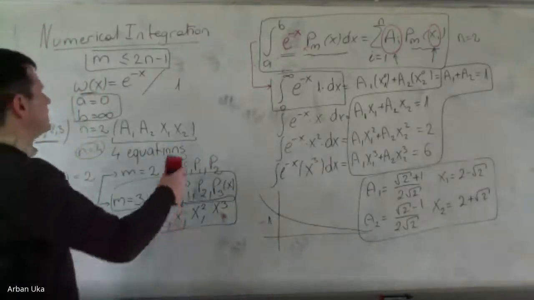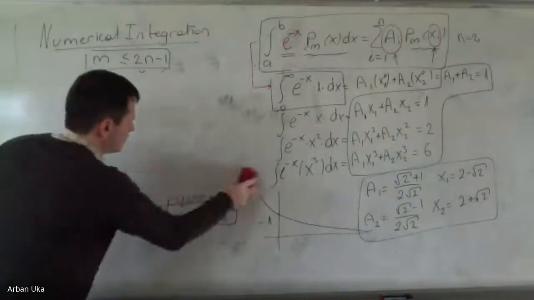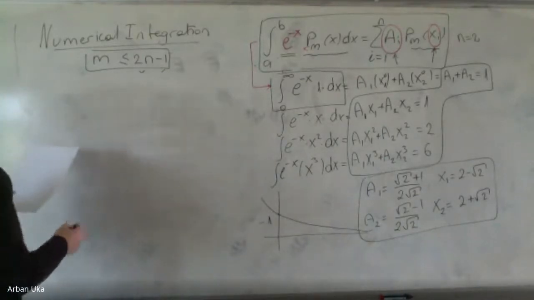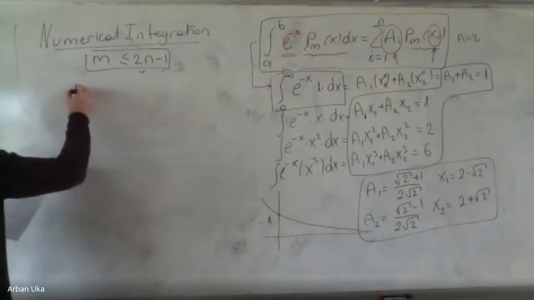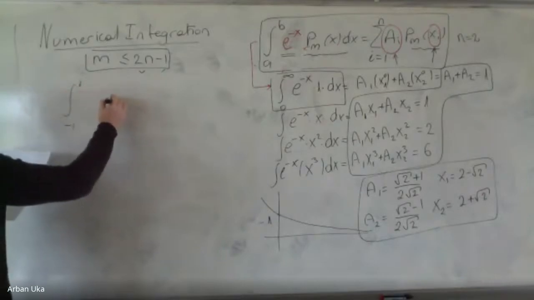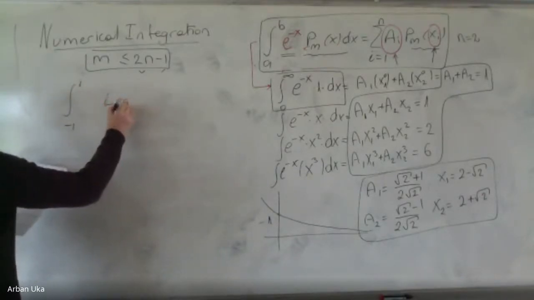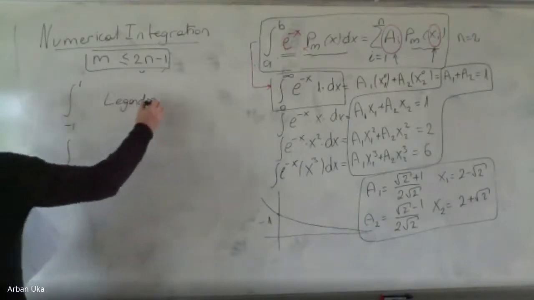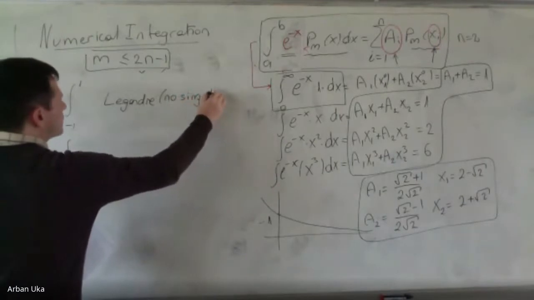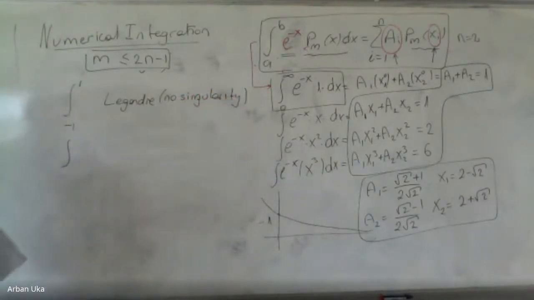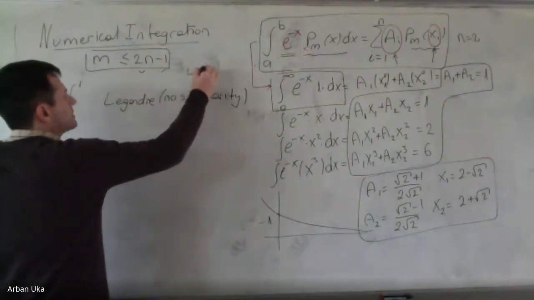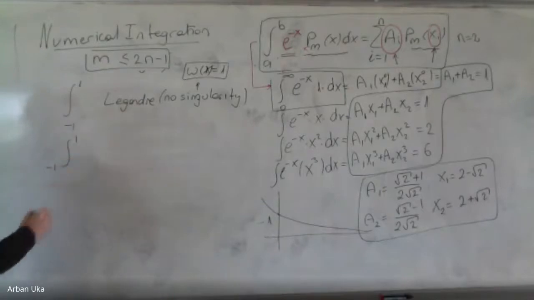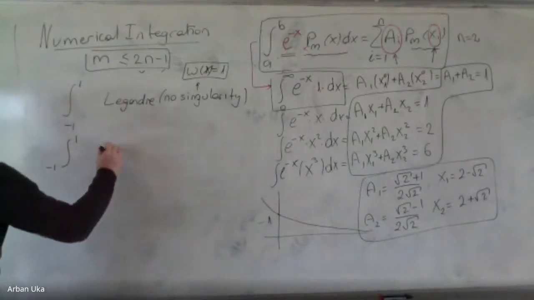Now, I guess I can take out some of these arguments here, and I can just go over very fast. If we have an integral which goes from -1 to 1, here we can use Legendre, if there is no singularity, let me call it this way. What does no singularity mean? This means that this W of x is a constant value, equal to 1. But if we have an integral from -1 to 1 with some singularity, then we have to use Chebyshev polynomials.